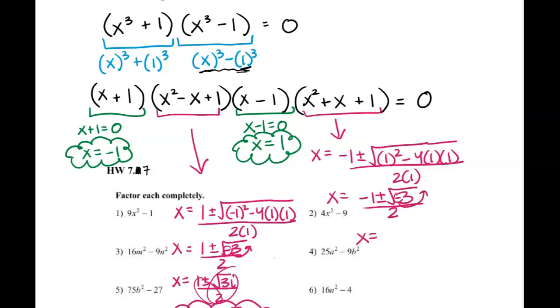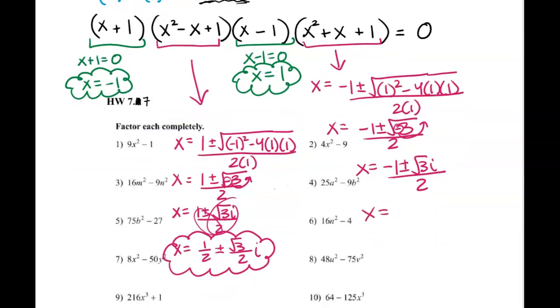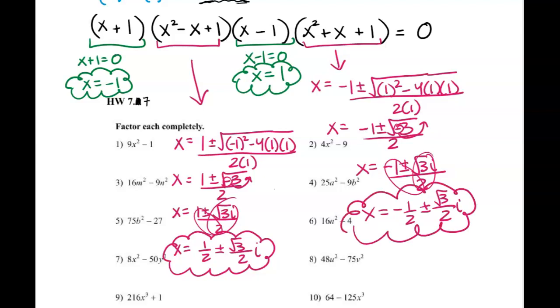So bring this out, make it an i. So we have negative 1 plus or minus square root of 3i over 2. And we have to split this one too, and we get x equals negative 1/2 plus or minus root 3 over 2 i. So those are all our solutions, both real and non-real.